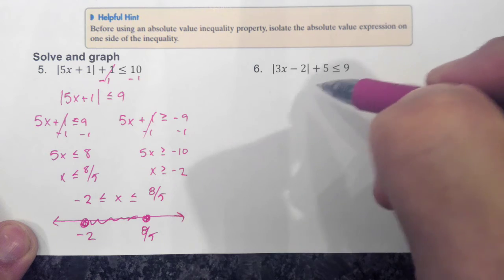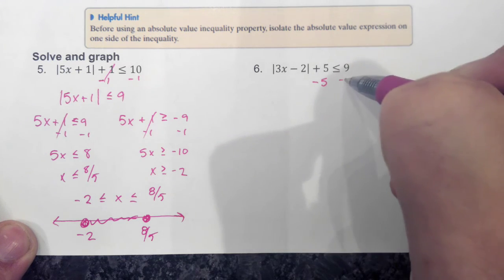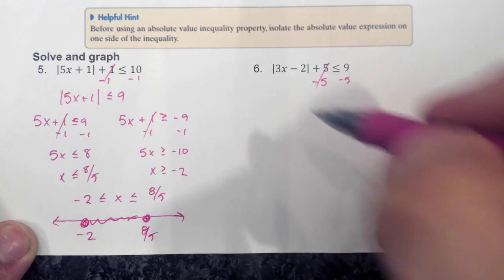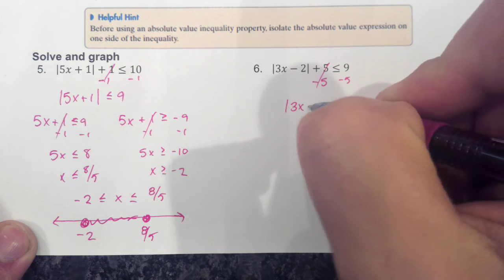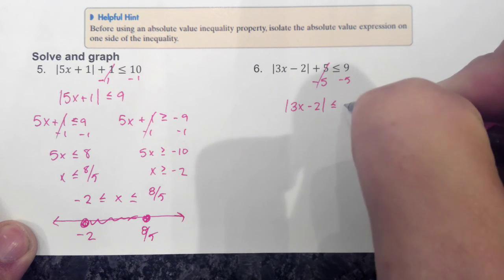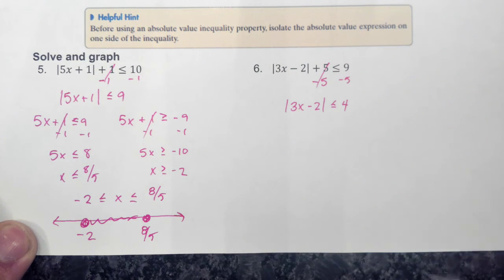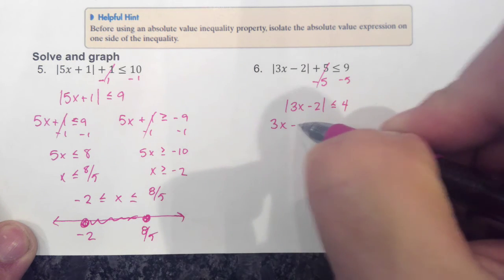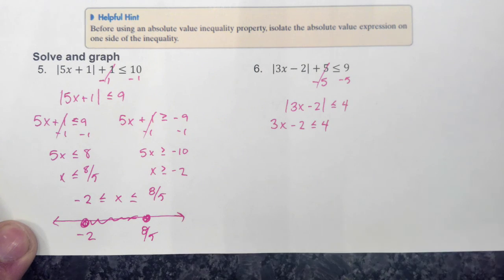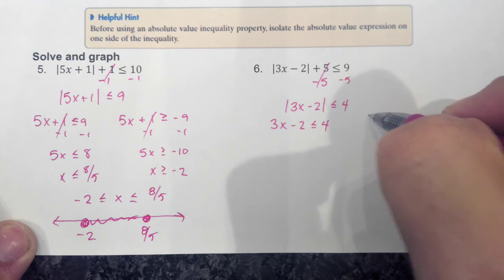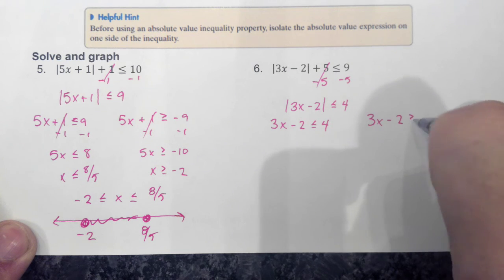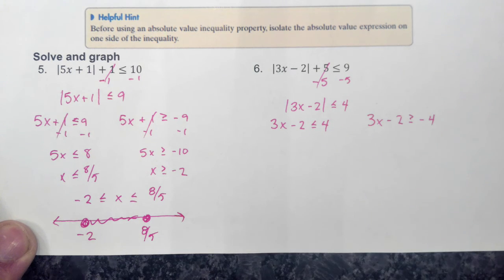Okay, let's see how you did. The first thing you need to do is isolate the absolute value. So we would subtract 5 from both sides. The absolute value of 3x minus 2 is less than or equal to 4. Now we can write our two inequalities. The first one matches the first without the inequalities. The second one, we have to flip the inequality and change the sign to negative.